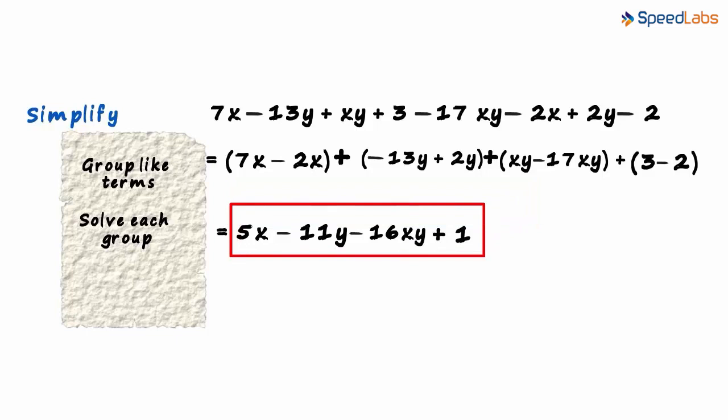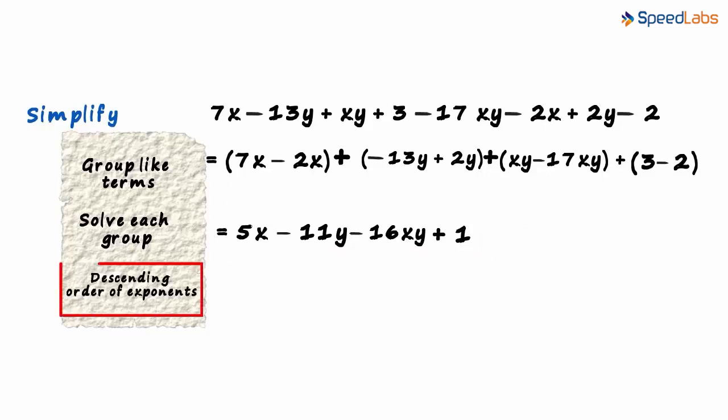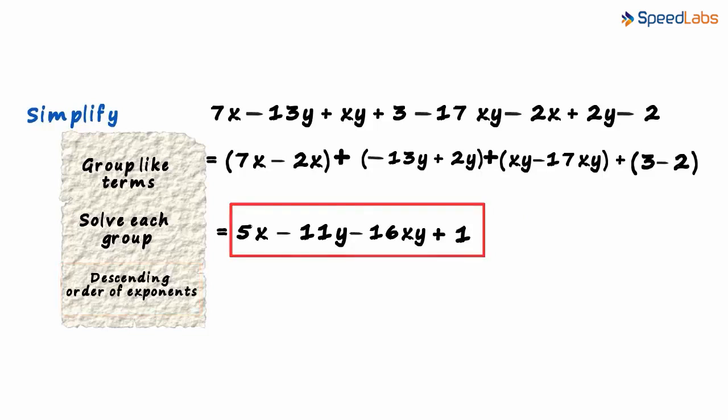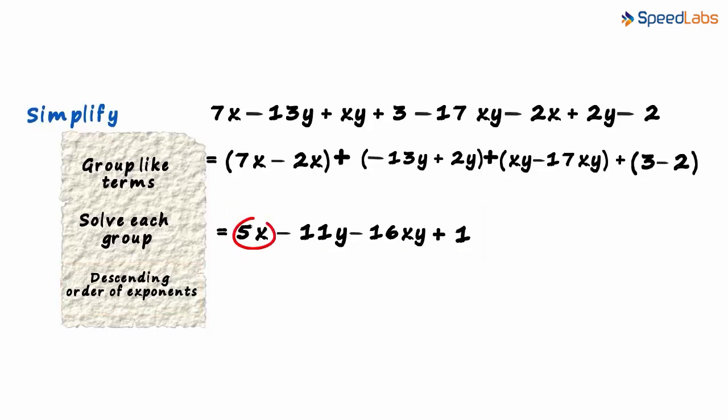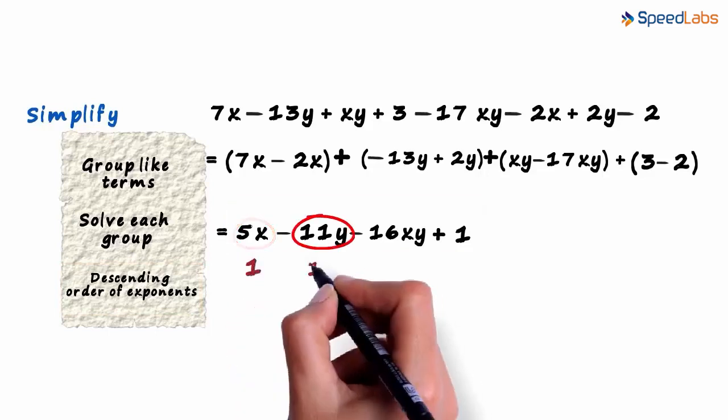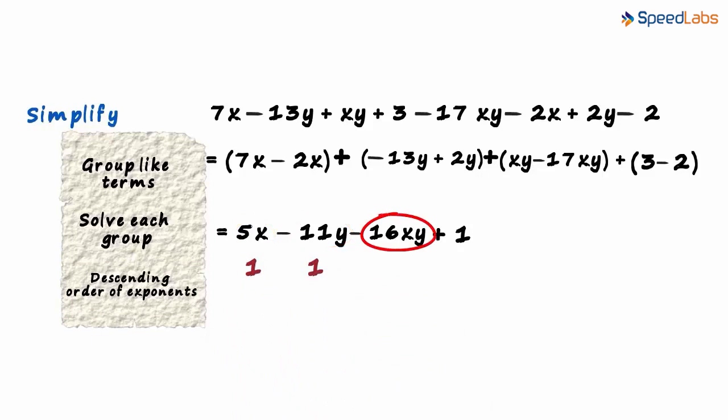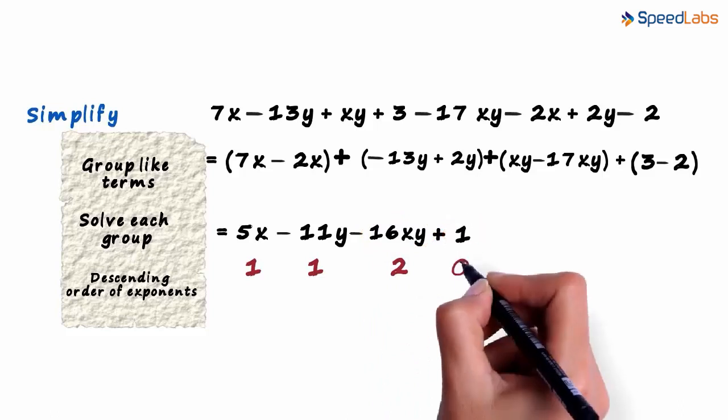Leaving your answer at this stage would not be wrong, but it is always good practice to leave the expression in the descending order of exponents. You can consider that to be your third step. How should we write this expression then? The exponent of the variable of this term as well as this term is 1. This term has 2 variables, each with an exponent 1, and that's why we can consider this term's exponent to be 2. And since the last term has no variables, its exponent is 0.